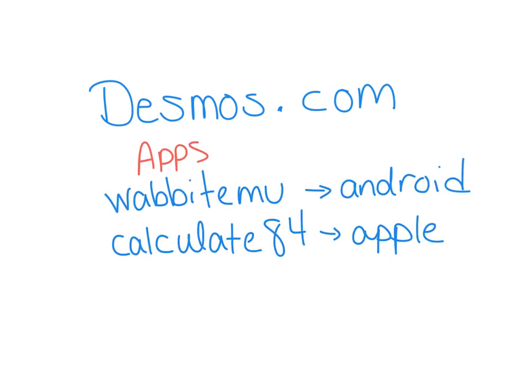Also, if you are trying to download something for your phone, Android Wabbit Emu is a great one. It looks identical to the ones we use in class. If you have Apple products, Calculate 84 is a decent calculator for you. Okay, reach out if you guys have any questions. Let's do this.